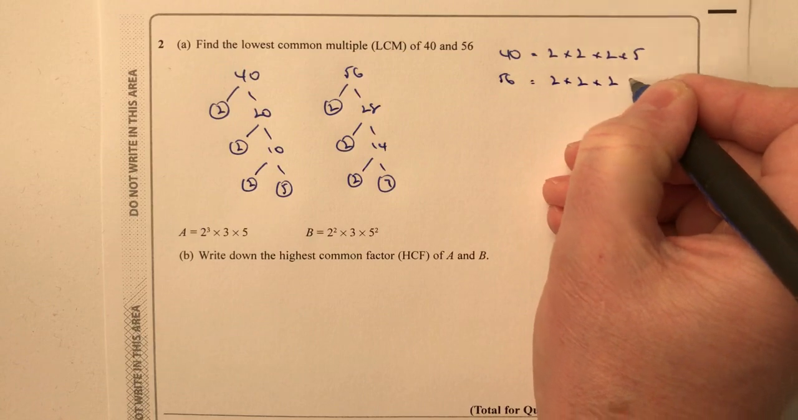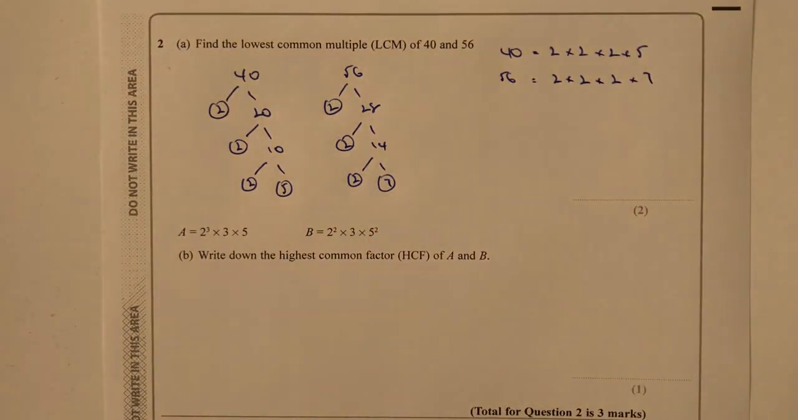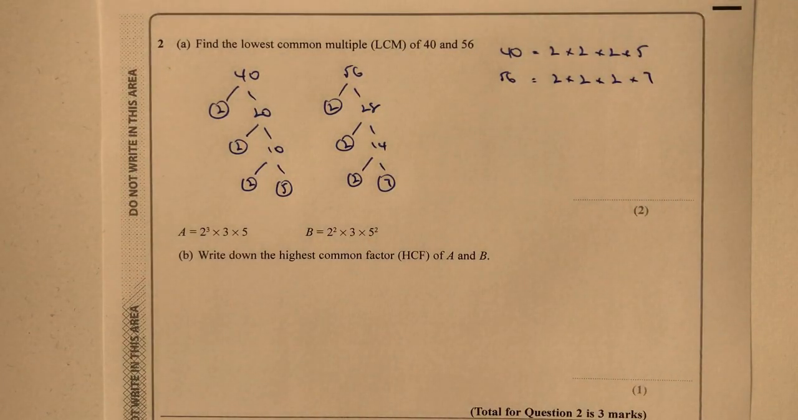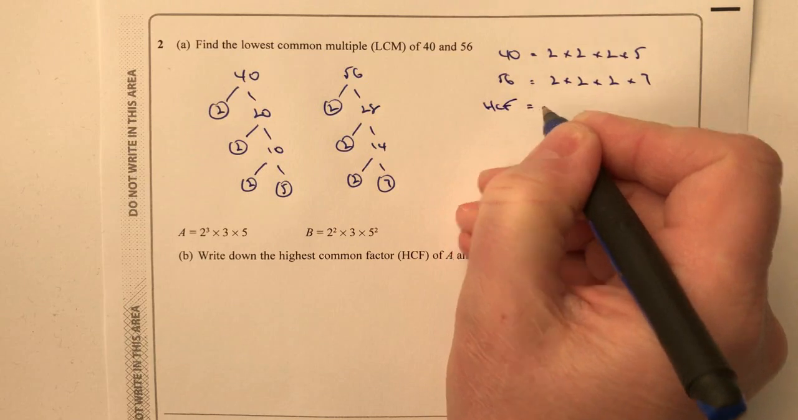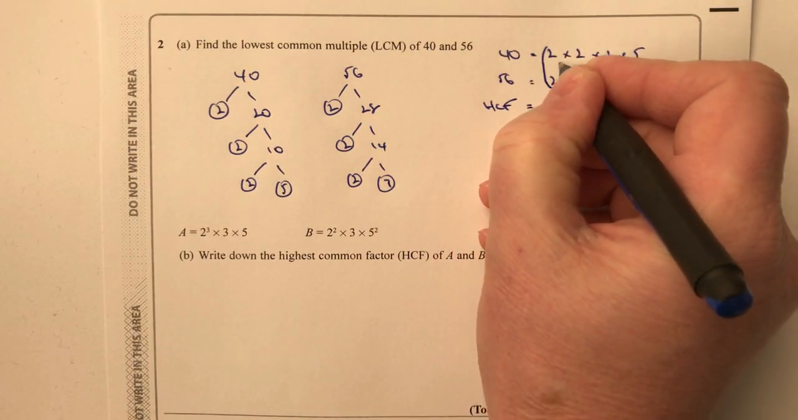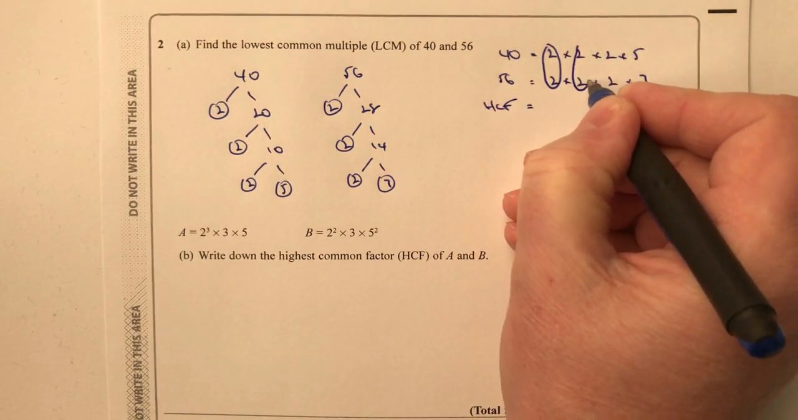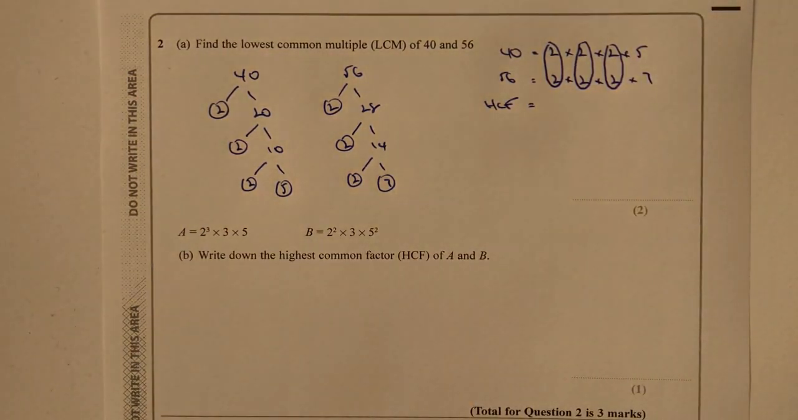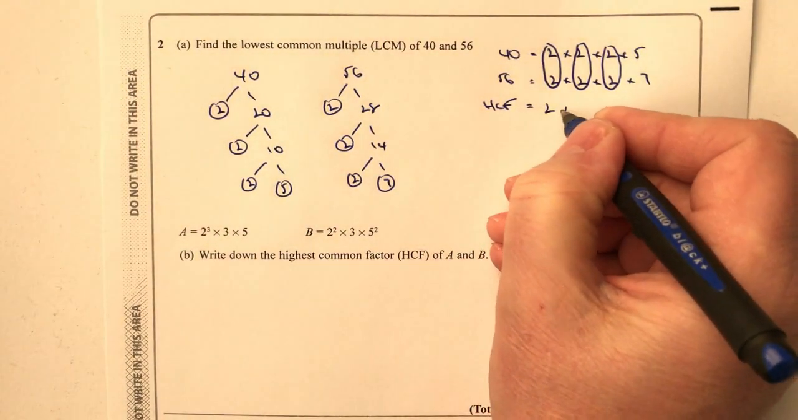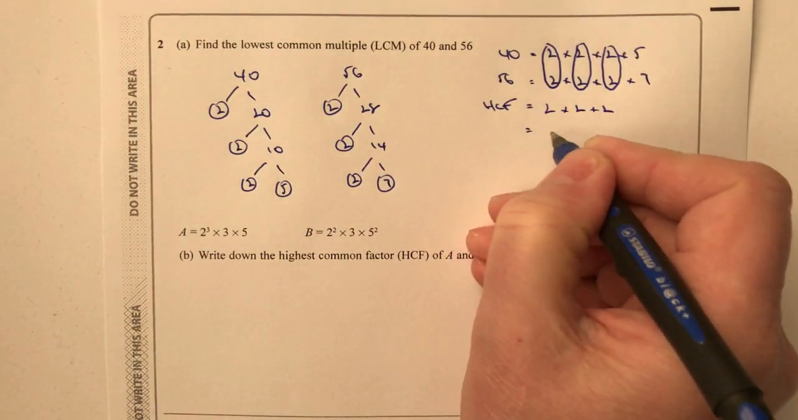Now what you'll notice is I've written them in such a way now that I can work out the highest common factor for both 40 and 56. So the HCF is going to be this factor multiplied by this factor multiplied by this factor. So the HCF is going to be 2 times 2 times 2, which equals 8.